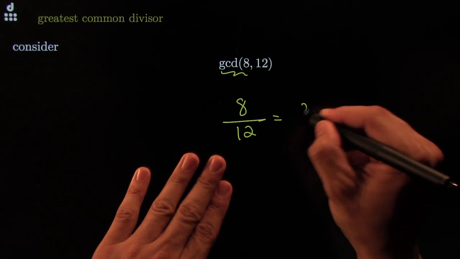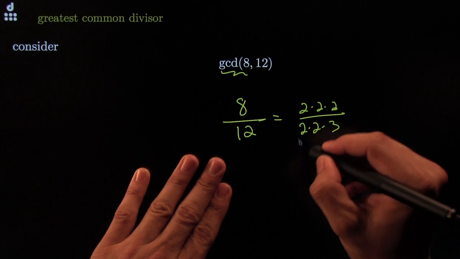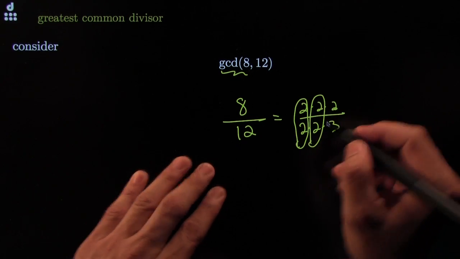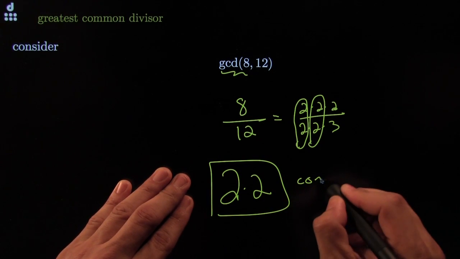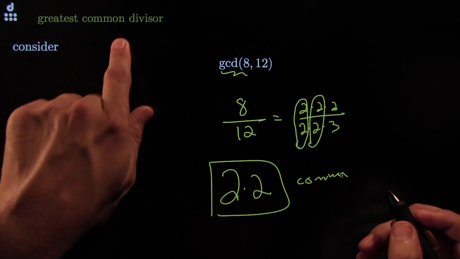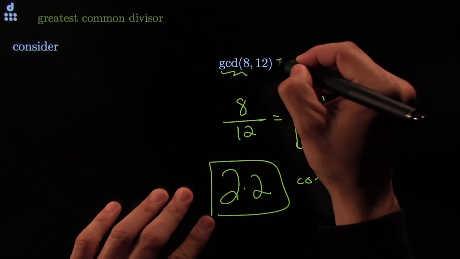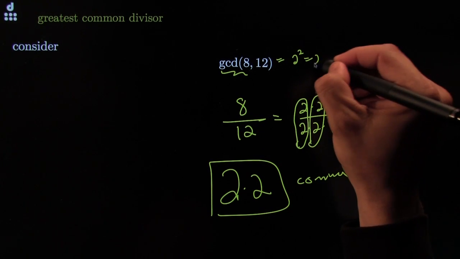And so then you would think, oh, this is 2 times 2 times 2, this is 2 times 2 times 3, and this is what's common. There's a 2 that's common, there's a 2 that's common, and there's nothing else that's common. So the GCD is 2 times 2. Whenever you think about greatest common divisor, think reducing fractions. This is the GCD, 2 squared, or 2 times 2, whatever you like.